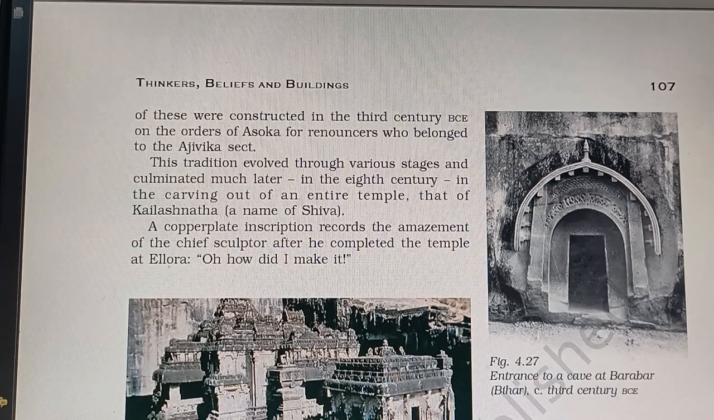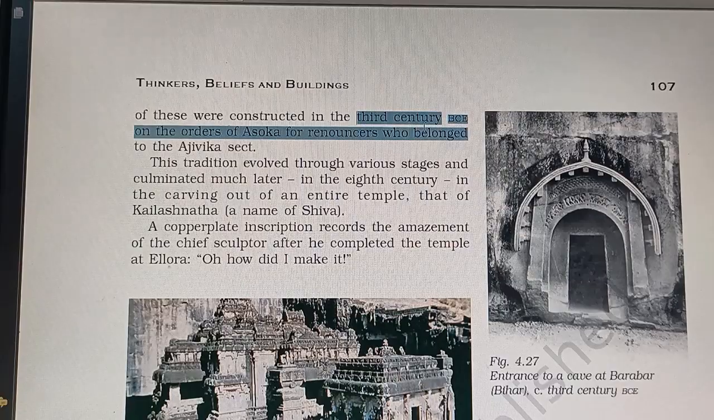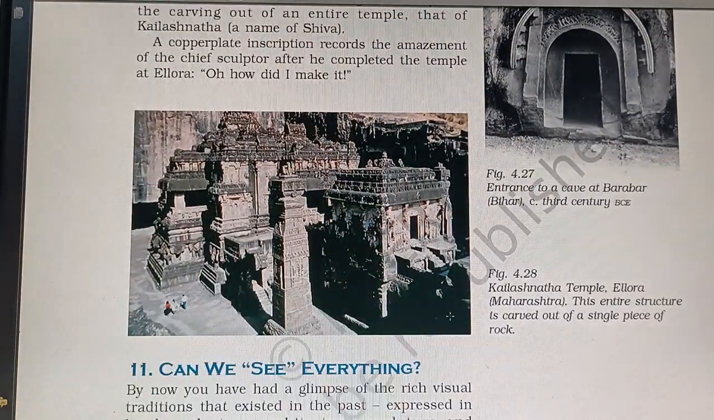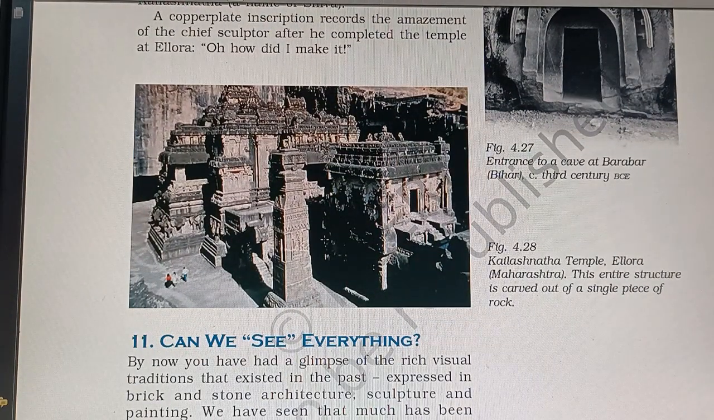This is the entrance gate of this, and it is believed this was built in the 3rd century BCE on the order of Ashoka for the renouncers who belonged to the Ajivika sect. So another important temple is, children, the Kailashanatha temple at Ellora in Maharashtra. So this is how they started making temples from caves, and that also from a single piece of rock.